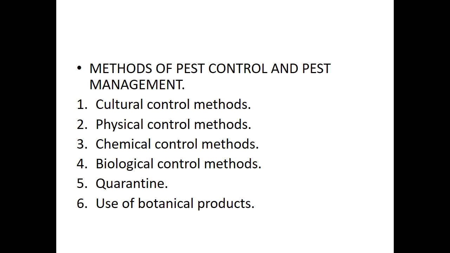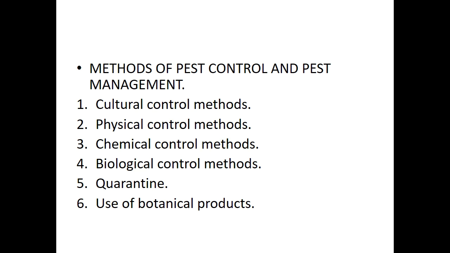And then another one is the biological control method. This one involves the introduction of the natural enemies of the pest. You introduce the natural enemies of the pest to control it on the farm. Take for instance, you can use predators. You can use parasites or pathogenic organisms that cause disease in pests and kill them.